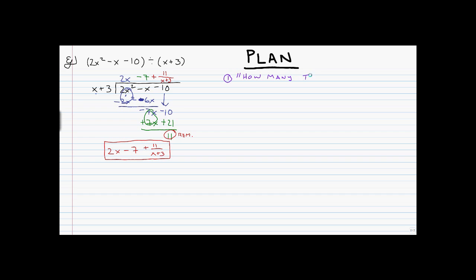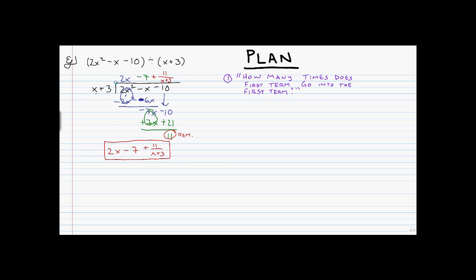How many times does the first term, and of course that's the first term of the divisor, go into the first term of the dividend? Of course we can't do all the division at exactly the same time. That doesn't actually work that way. Unless you're a genius, you can't do that. So we start with that question: how many times does it go in?